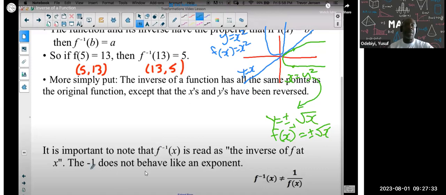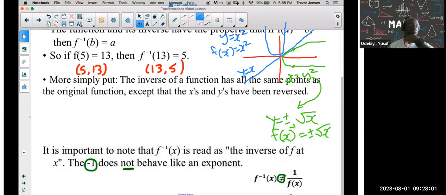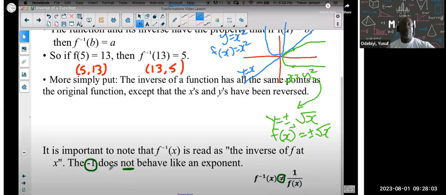This -1 does not behave like an exponent. Because if you were to think of it as an exponent, that means you're saying this is the same as this. No, it's not the same. This does not work out. It just means the inverse. Like I did over here, the regular one was f of x equal to x squared. The inverse looks like this. So just remember that. This does not mean 1 over f of x. It doesn't act like an exponent. It just means the inverse of f of x.